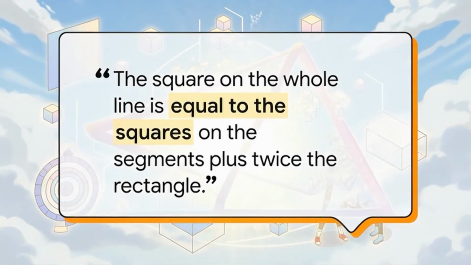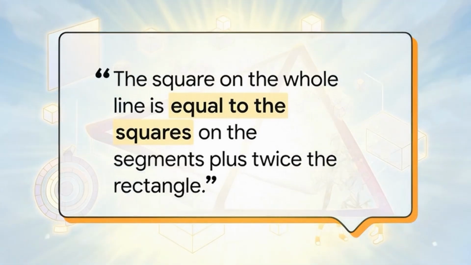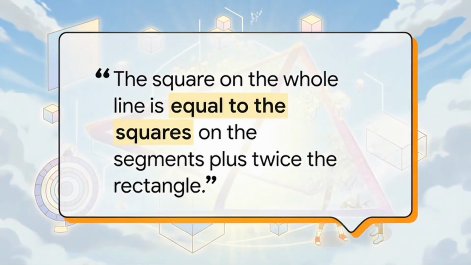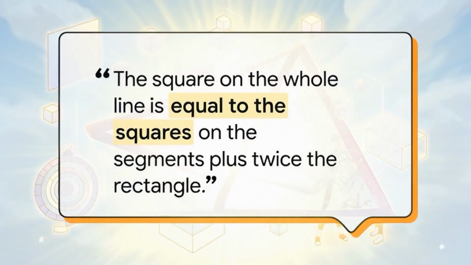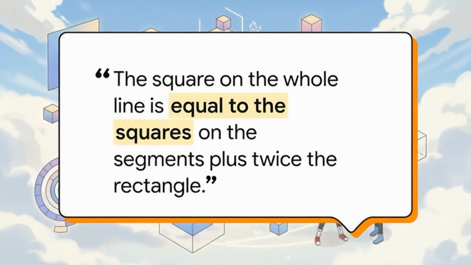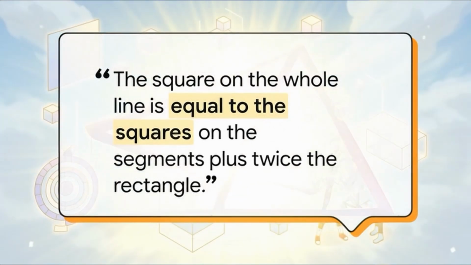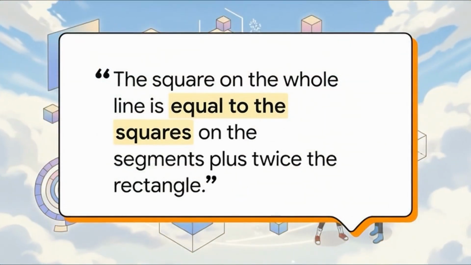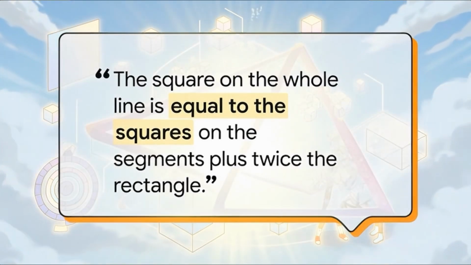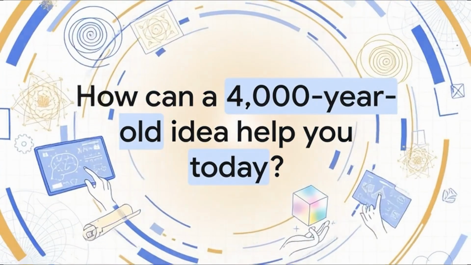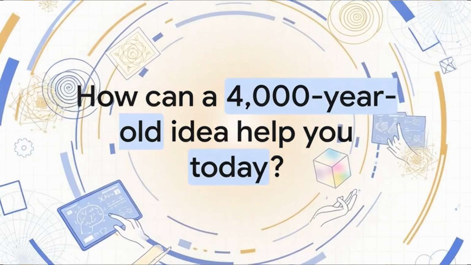This is wild. This is a quote from Euclid from around 300 BC. That's over 2,000 years ago. And listen to how he describes it. The square on the whole line is equal to the squares on the segments together with twice the rectangle. It's exactly what we just drew. He wasn't using A and B, he was talking about lines and shapes. He saw the pictures just like we did. And get this, some historians think these ideas go back even further, maybe 4,000 years.